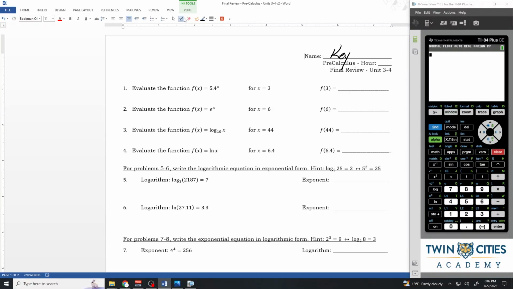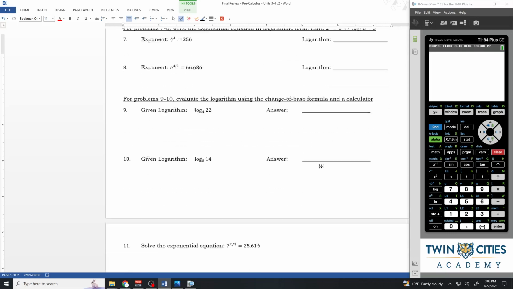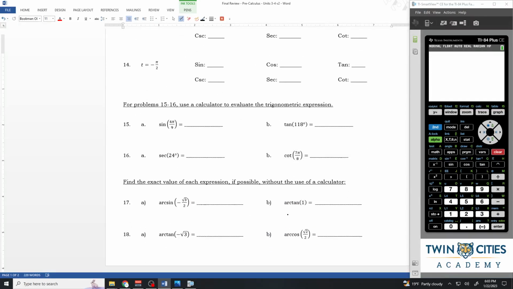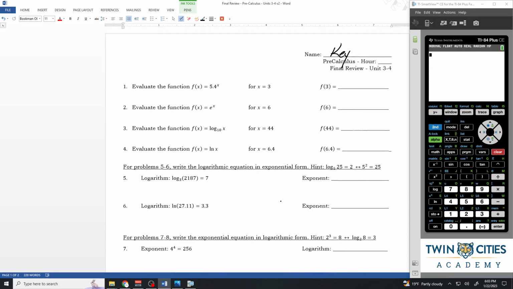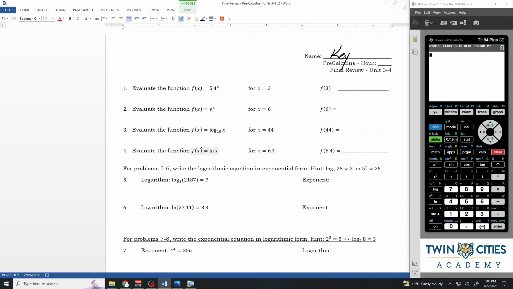We're going to go over the final review for Fall Semester PreCalculus today. So in this review, we've got 18 problems to go over. Let's begin. For 1 through 4, we are evaluating some functions.